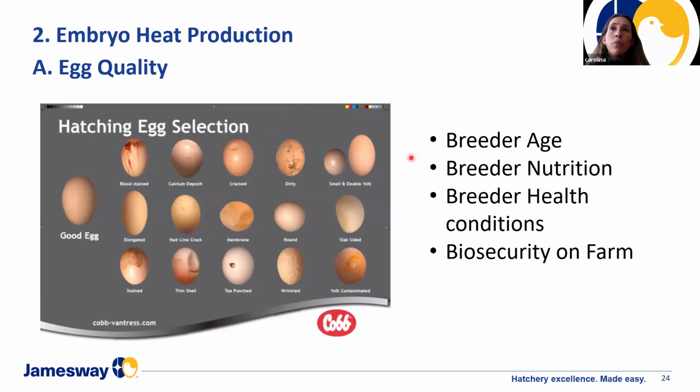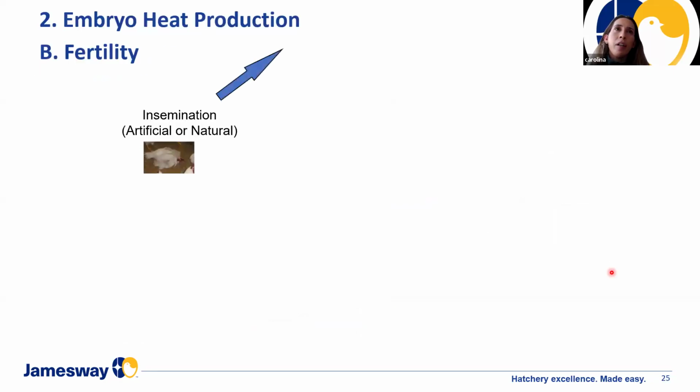Egg quality can also vary depending on breeder age, breeder nutrition, breeder health conditions, and biosecurity on farm. Or for example, there was something wrong with the cooling of the truck, and the eggs got overheated on the truck during transportation, and we don't know that. So that's the reason why egg quality is an important parameter.